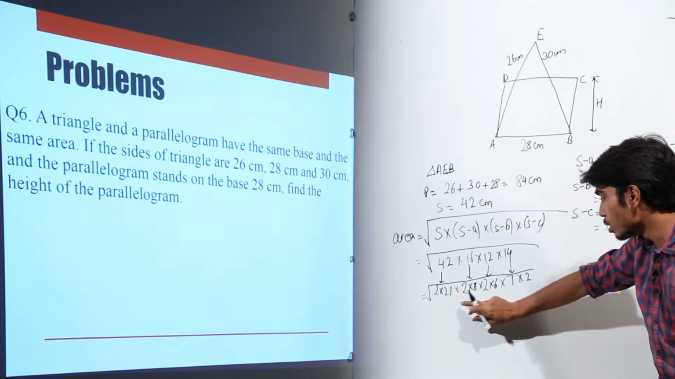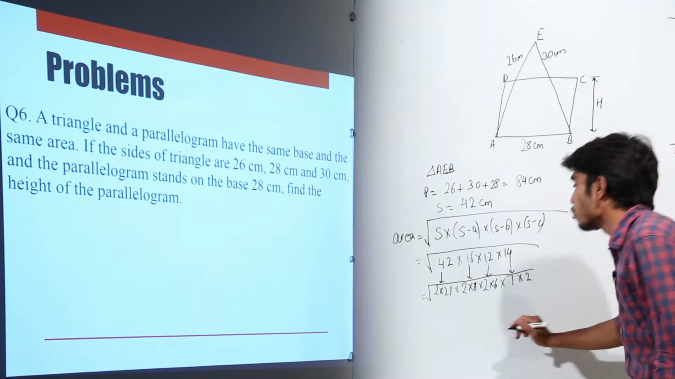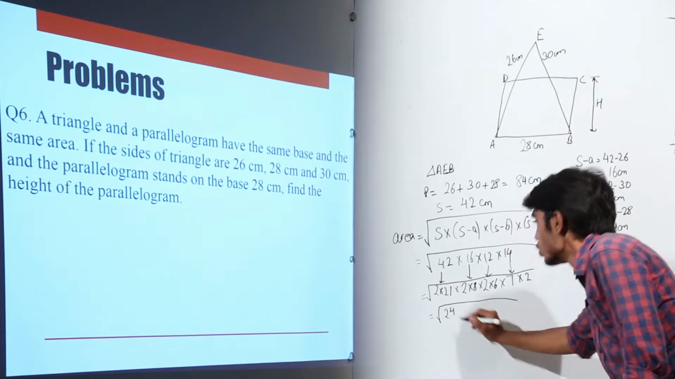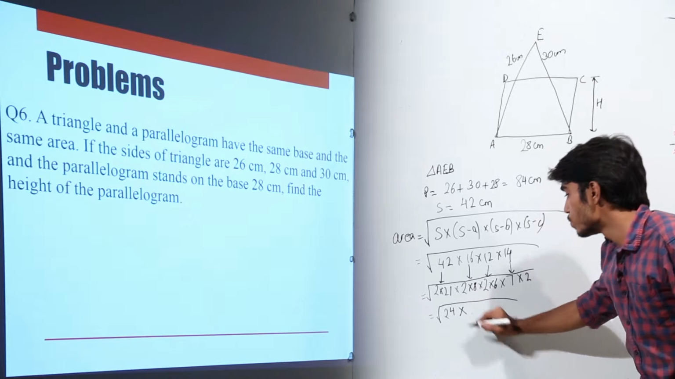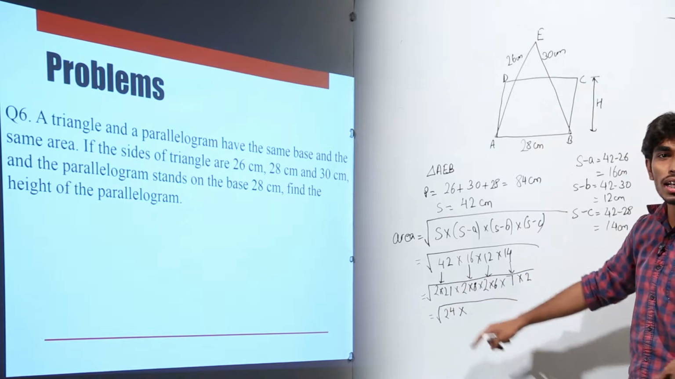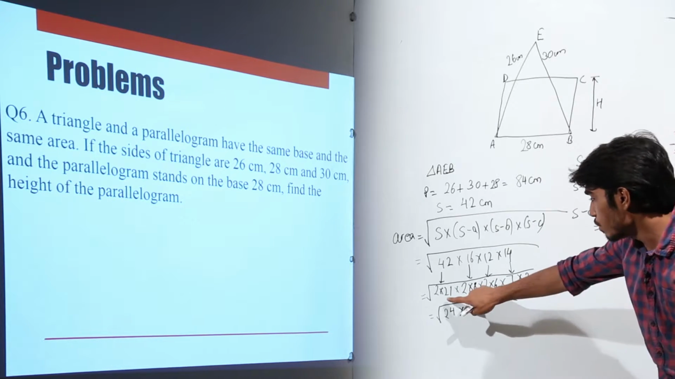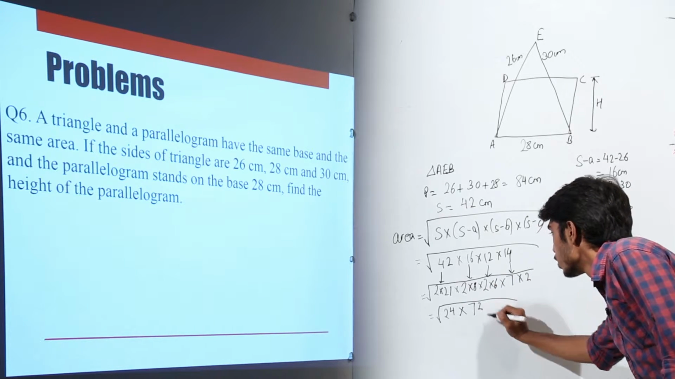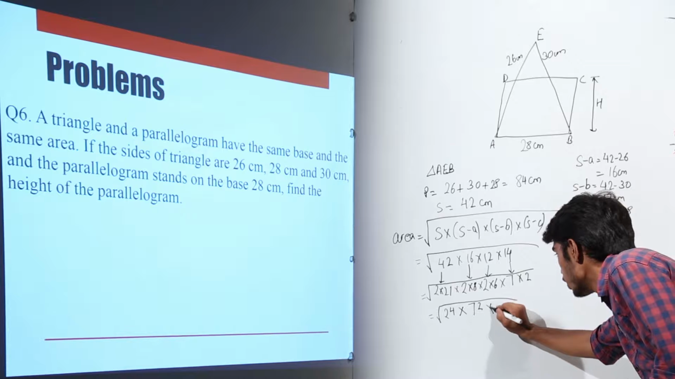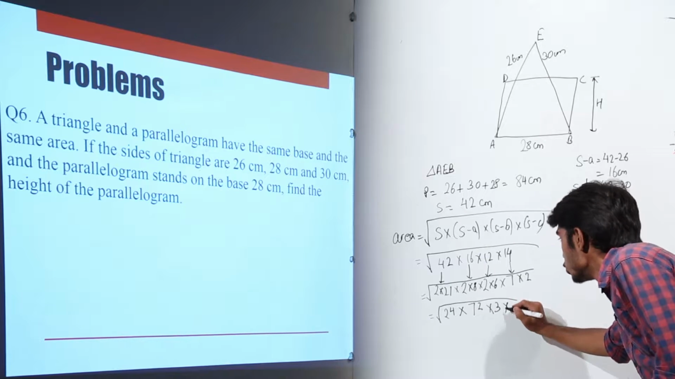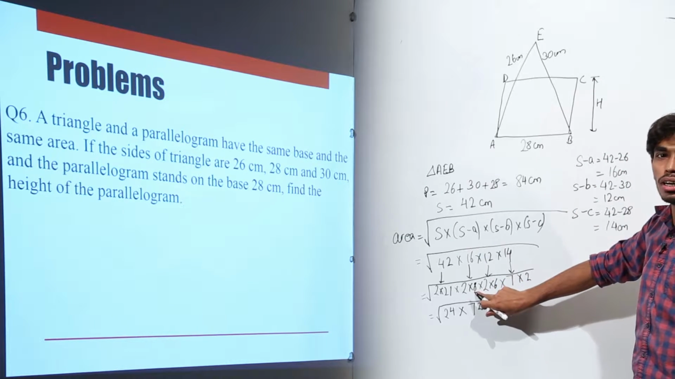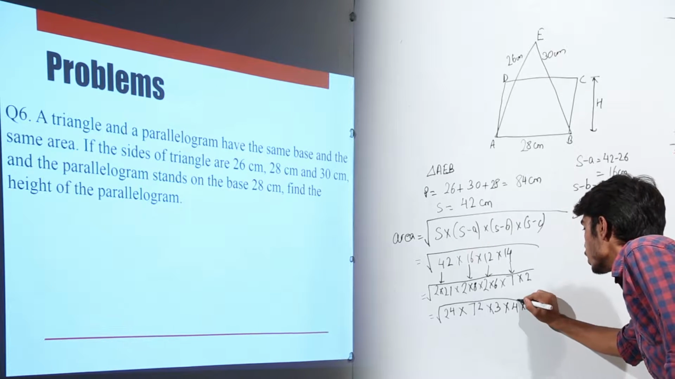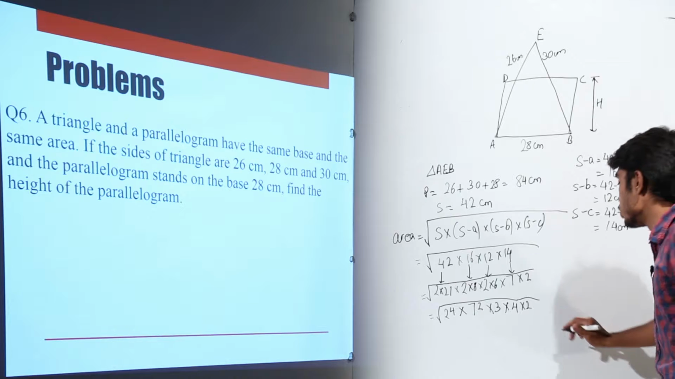So this becomes 1, 2, 3, 4, 2 to the power 4 into... Now 21 can be written as 7 into 3. So the 7 from here and this 7 makes it 7 square. And 3 from 21 into 8. 8 can be written as 4 into 2. And 6 can be written as 2 into 3.